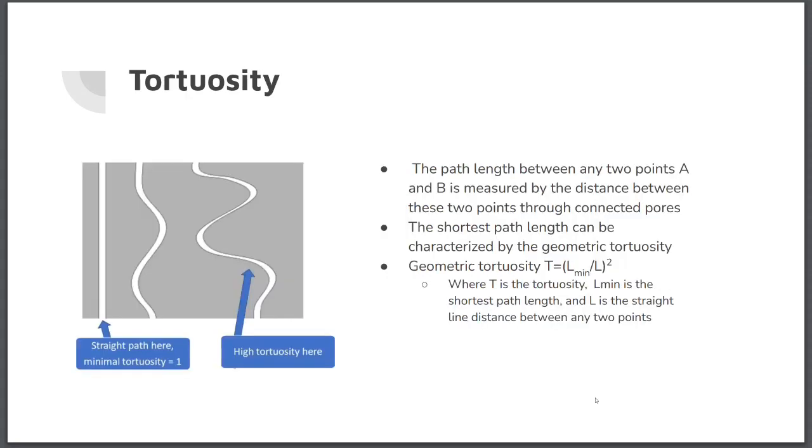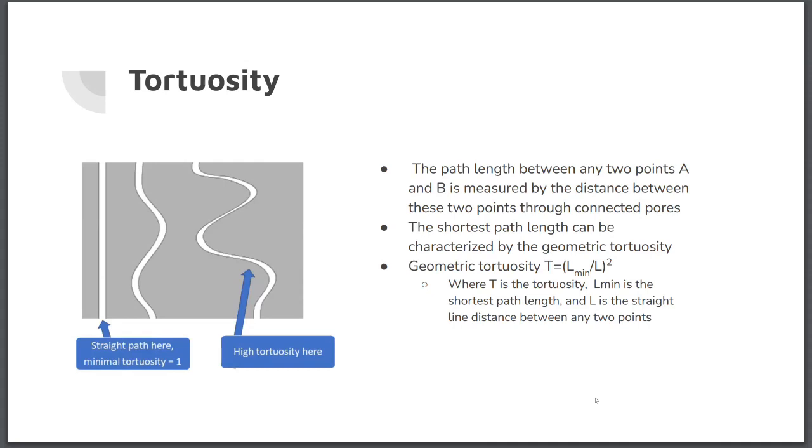Right, we then move on to tortuosity. Tortuosity is the path length between any 2 points, and it is measured by the distance between these 2 points through connected pores. The shortest path length can be characterized by the geometric tortuosity, where T is the tortuosity, and L mean is the shortest path length.